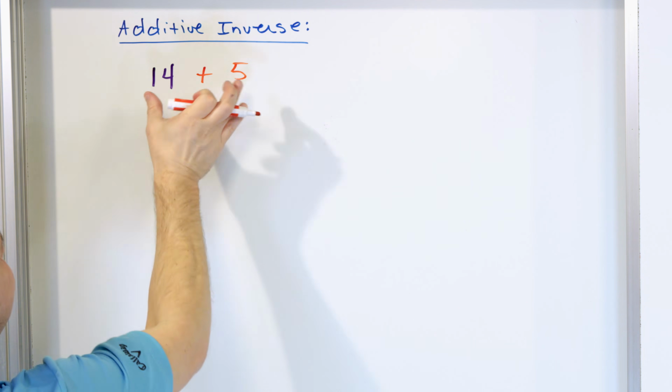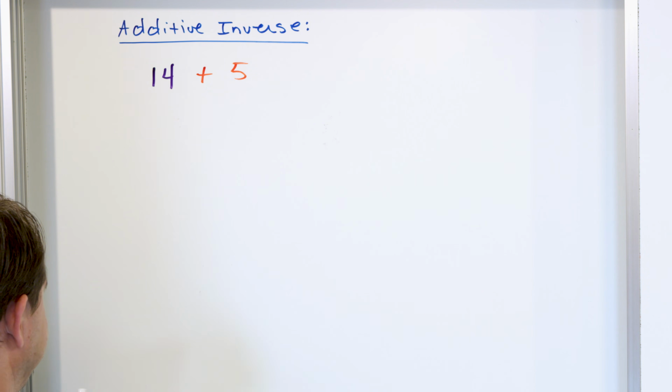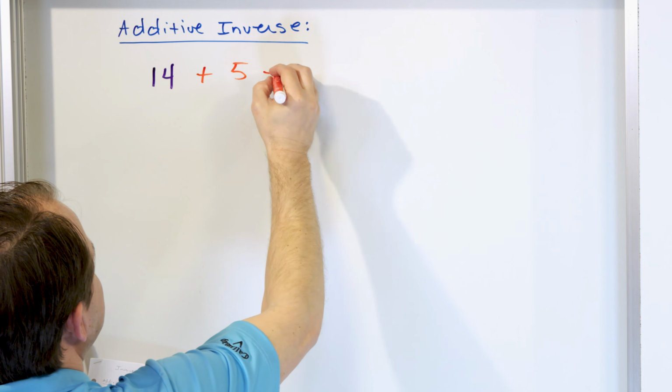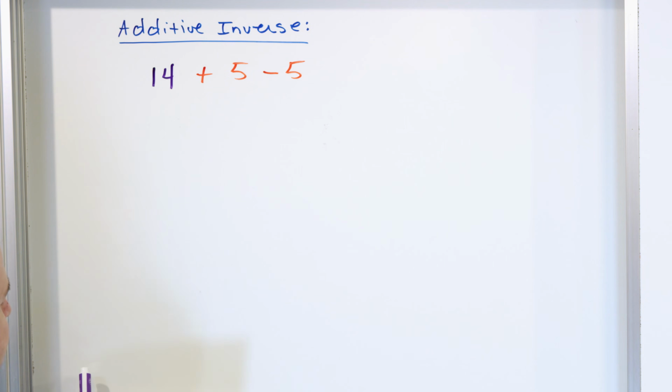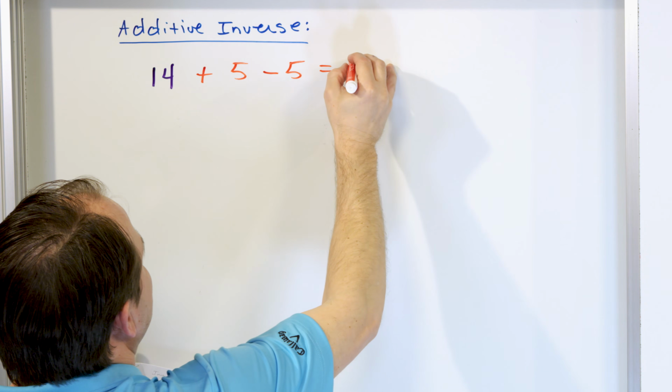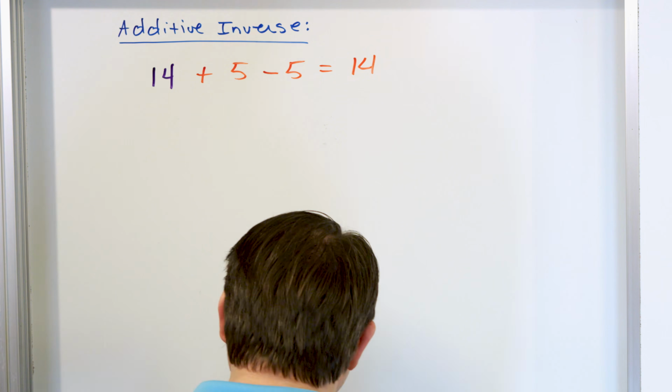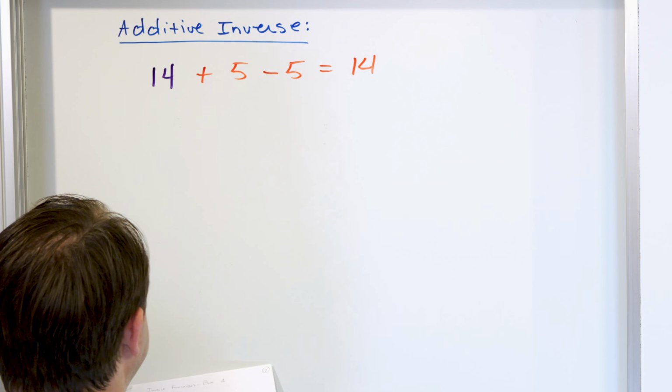But let's say I want to undo this. I want to change it back into 14. Well, I have to do the opposite of the addition that I did here, which would be subtraction of the same number, 5. And what I would get out as a result of that would be 14, exactly what I started with. You might say, this is pretty simple and pretty dumb. Why is he teaching me this?